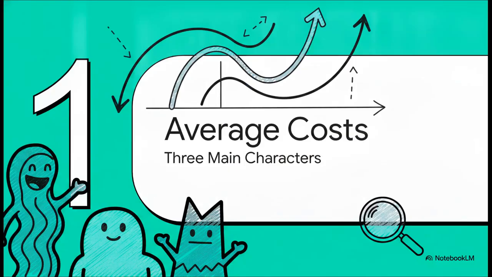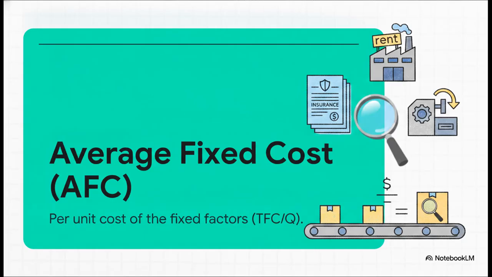All right, section 1, introduction to average costs. Let's meet our 3 main characters. Before we look at the phenomenon itself, we need to quickly establish the cast. First up is average fixed cost, or AFC. Think of this as the per unit cost of your fixed obligations, things that don't care if you produce 1 item or a million, like the rent for your factory building. To find it, you literally just divide your total fixed cost by the total quantity of units you produced.